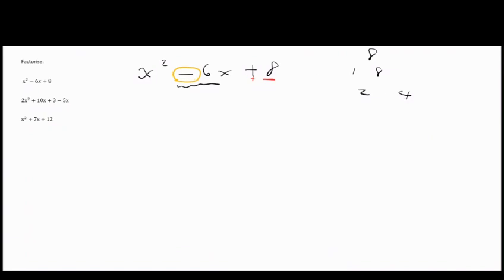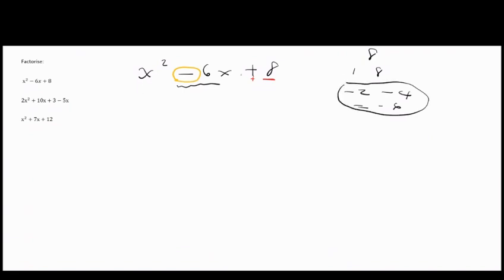But in this case, we have a negative 6. We don't have a positive 6. We have a negative 6. So negative 2 minus 4, that would give us negative 6. So we have to find a way in which we can put this in.